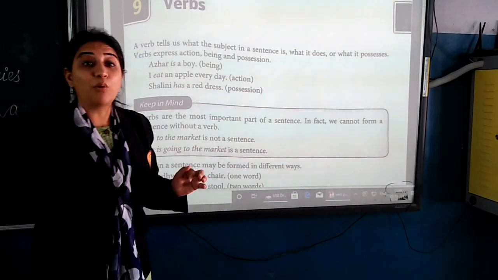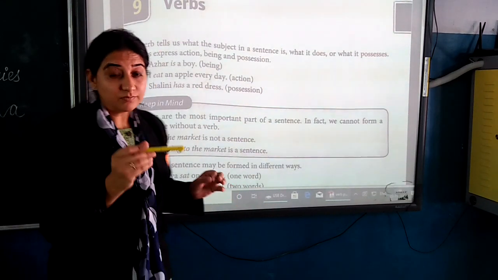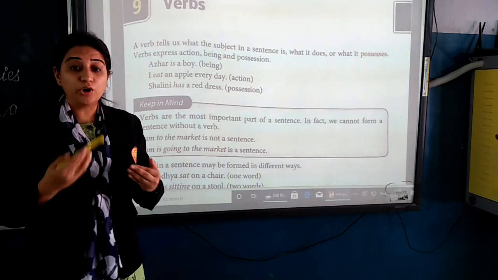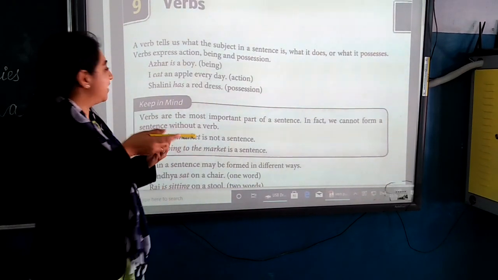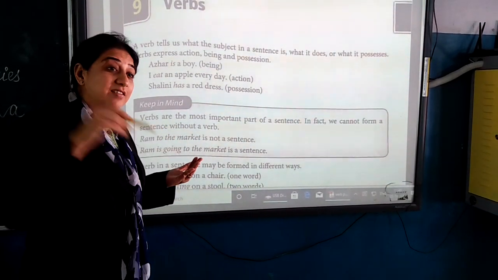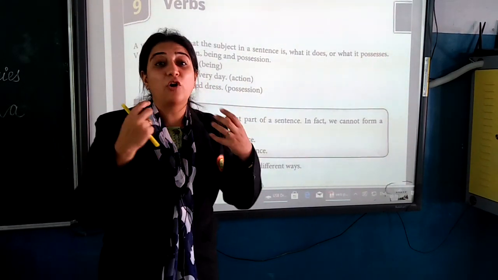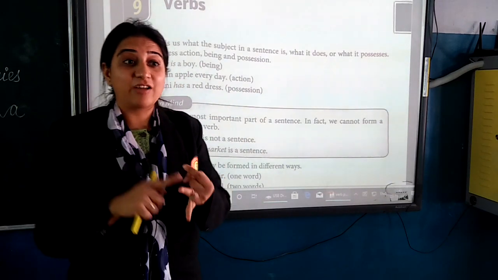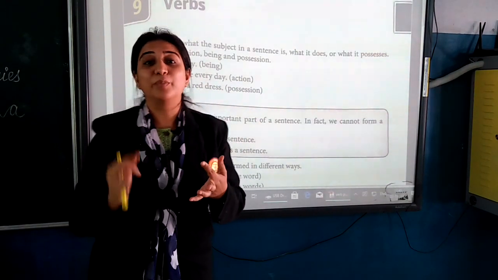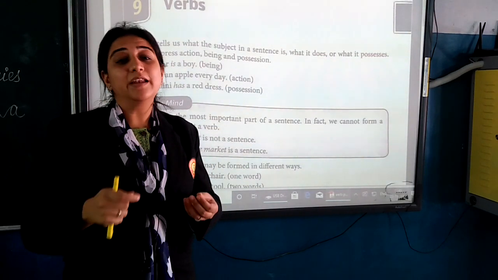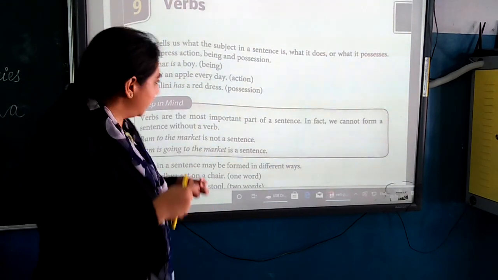Being: Azhar is a boy. Azhar is. Action: I eat an apple every day. What do I do? I eat an apple every day. Shalini has a red dress. Has shows possession. So whenever we talk about possession, action or being, they are said to be verbs. I hope you are clear, students. Do read it again and again so that you are clear with the examples.